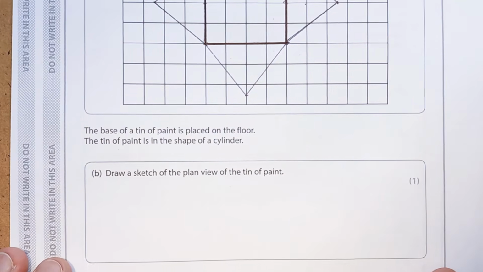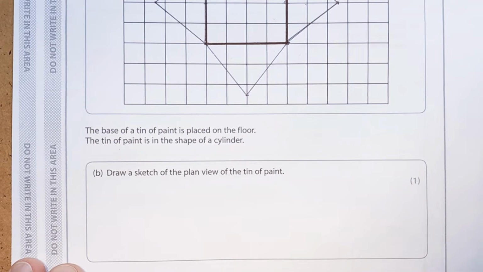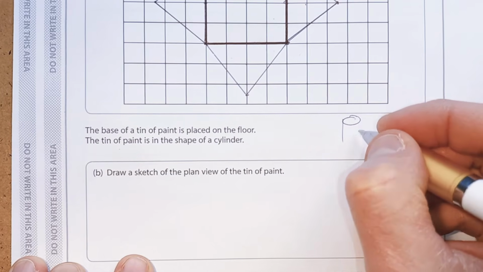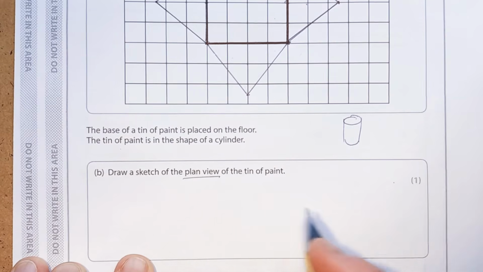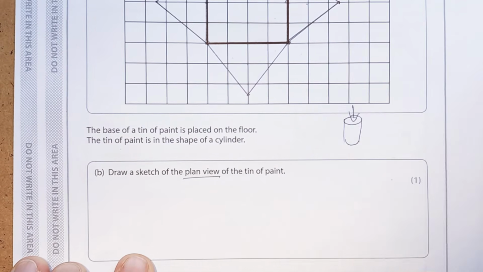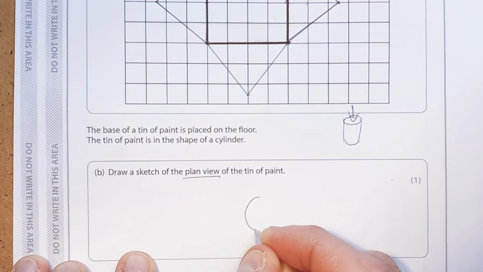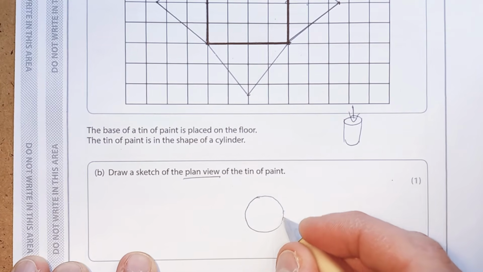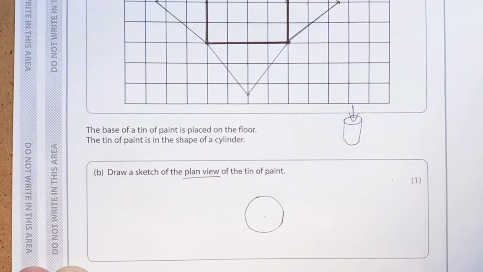Okay, part B. The base of a tin of paint is placed on the floor. The tin of paint is in the shape of a cylinder. Draw a sketch of the plan view of the tin of paint. Right, well, a cylinder is going to be something like that. If we want the plan view, that's just looking at it directly from on top. Well, that's just going to be a circle. If you've got a compass, you can use that, but it does say a sketch, so it doesn't have to be super accurate. That's going to be good enough for our sketch.